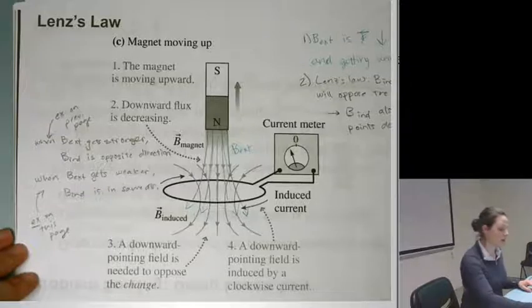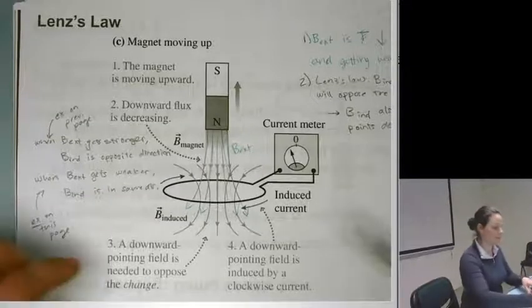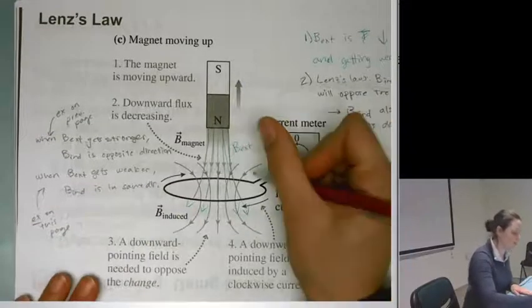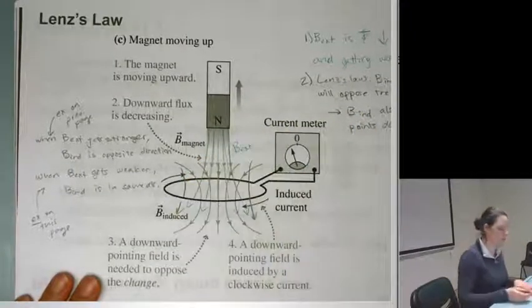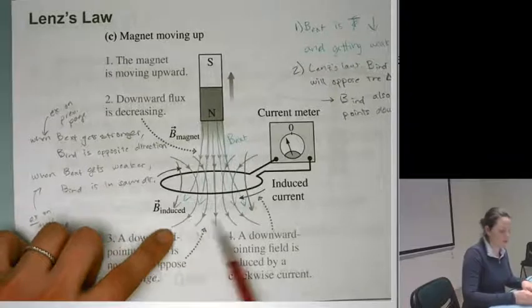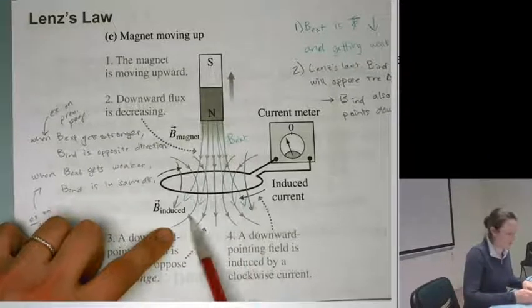Okay, so B induced also points down, which means that if the external field points down, that must mean that in the center of the loop, B induced also points down. And this problem has actually already been done for us. So the induced current points down.